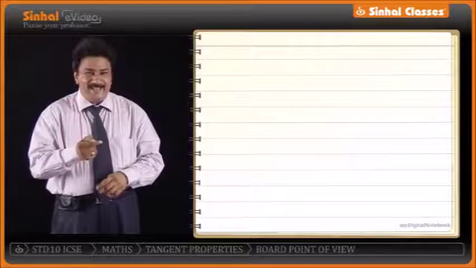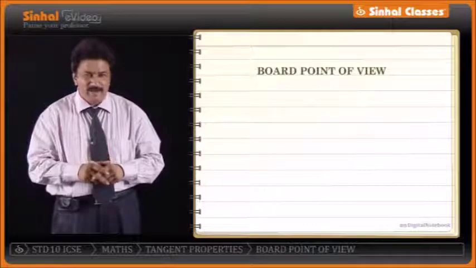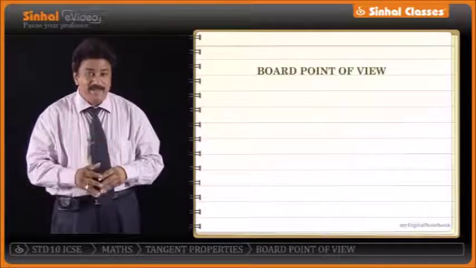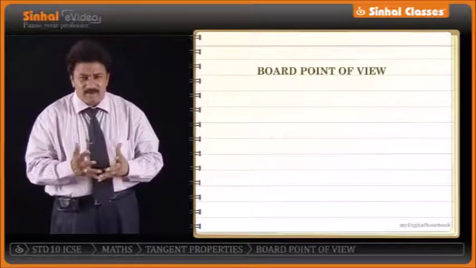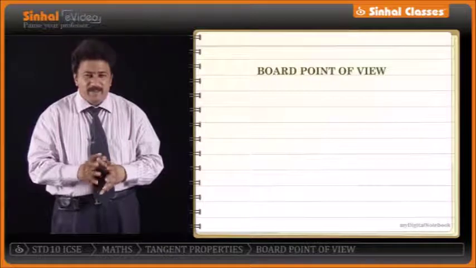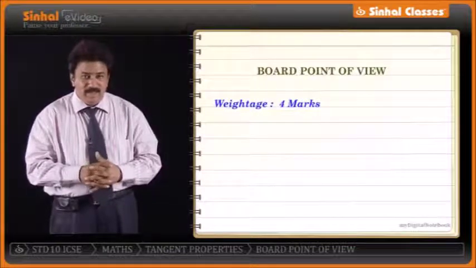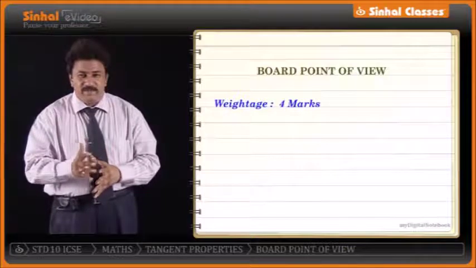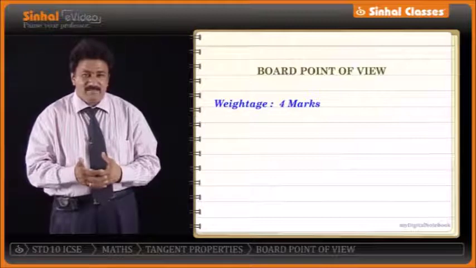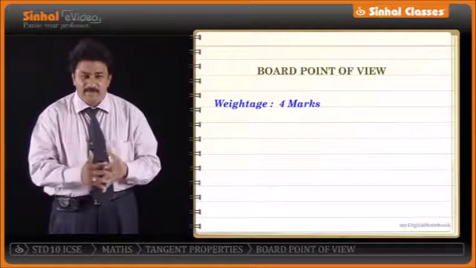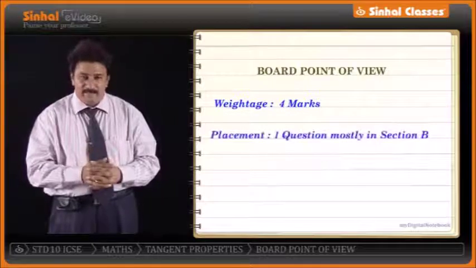Now let's see this chapter from the board point of view. Yes, I want to say from the ICSE board examination point of view. It's a very important chapter, obviously. It carries approximately 4 marks weightage. It means a lot. It can be asked in either section A or section B. From past years' experience, what we can gauge and advise you is that it's mainly asked in section B.